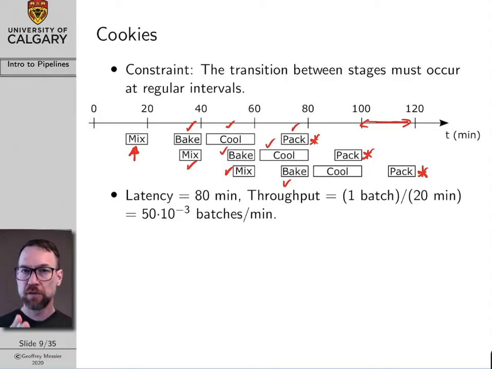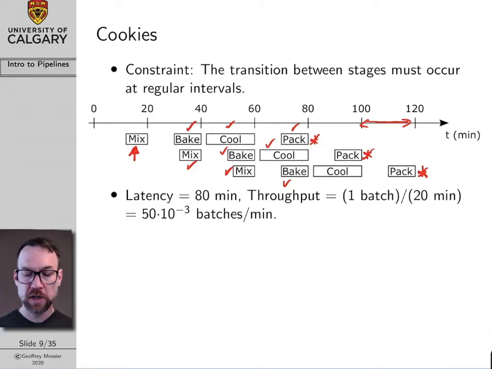And so if we want to have a regular clock that defines when we transition between our stages, that clock has to give the longest operation enough time to finish. And so because of that, we've basically assumed that we've given every single one of our stages 20 minutes to finish. And so even though mixing doesn't take 20 minutes, we've given it 20 minutes.